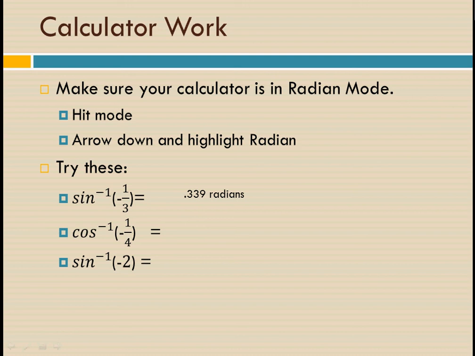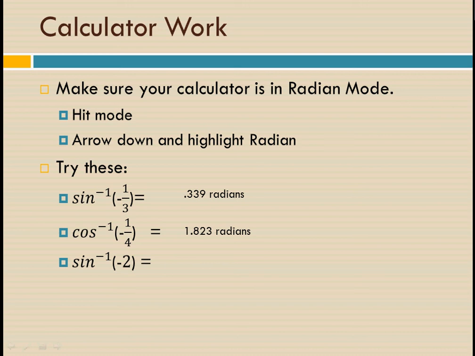Your calculator is already programmed. It will look between negative pi over 2 and pi over 2 for sine and tangent. It will look between 0 and pi for cosine inverse. That's the great thing about the calculator. It's already programmed to do that for you. Okay, so now try cosine inverse of negative 1/4. You should get 1.823 radians.